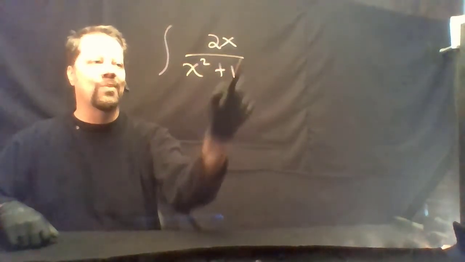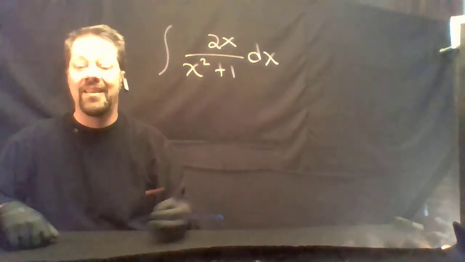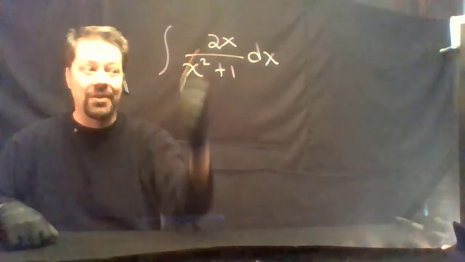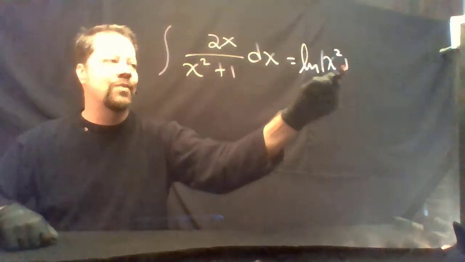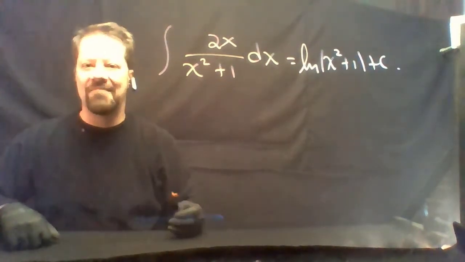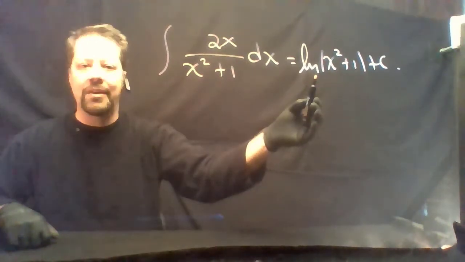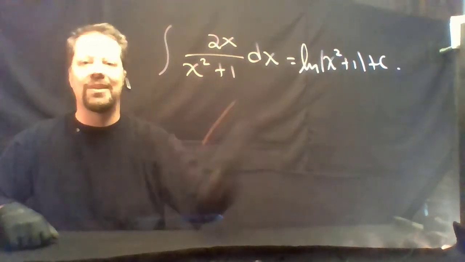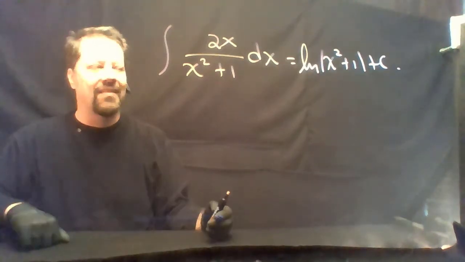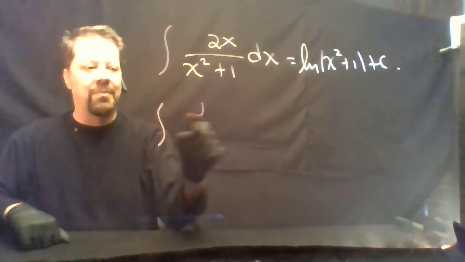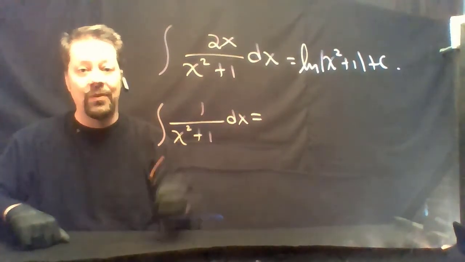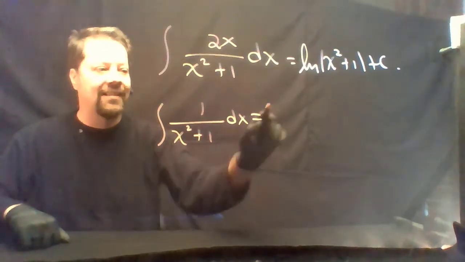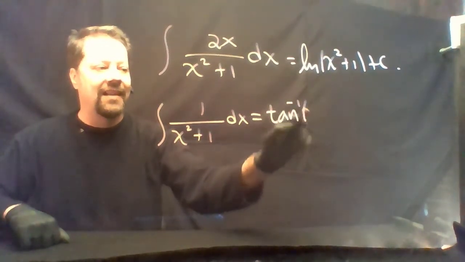Suppose I'm integrating 2x over x squared plus 1 dx. The derivative of the denominator is 2x. So I can go straight to the answer, the log of the absolute value of x squared plus 1 plus c. In this case, the absolute values are superfluous because x squared plus 1 is already non-negative. This is very different from the problem, the integral of 1 over x squared plus 1 dx, which we spent some time in Calculus 1 proving is the arctan of x plus c.